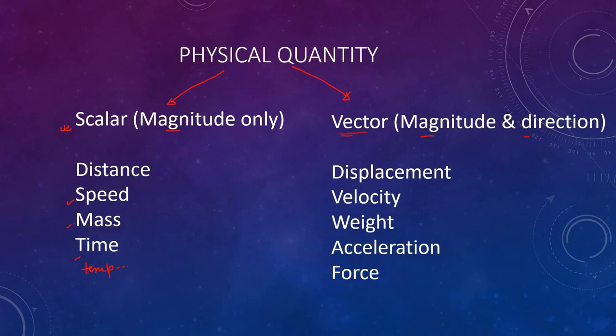Now what are vector quantities? Vector quantities are those physical quantities which have magnitude as well as direction. For example, displacement, velocity, weight, acceleration, force, and there are several others which I have not mentioned here, such as momentum. And when you multiply some quantity with a vector, that quantity also becomes a vector quantity. So let's talk about some of the items in this list.